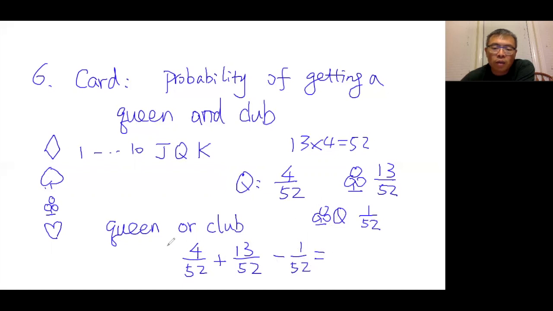So this is the probability of getting a queen or a club. 4 plus 13 is 17, minus 1 is 16. So 16 over 52, or 8 over 26, and then we could keep going, 4 over 13. That's the probability. Does that make sense? Again, this is a little bit complicated, but if you understand this example, you're a master in probability.